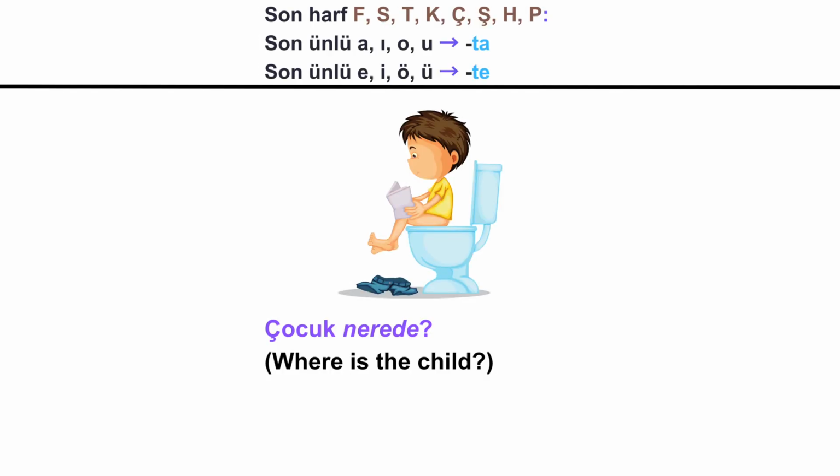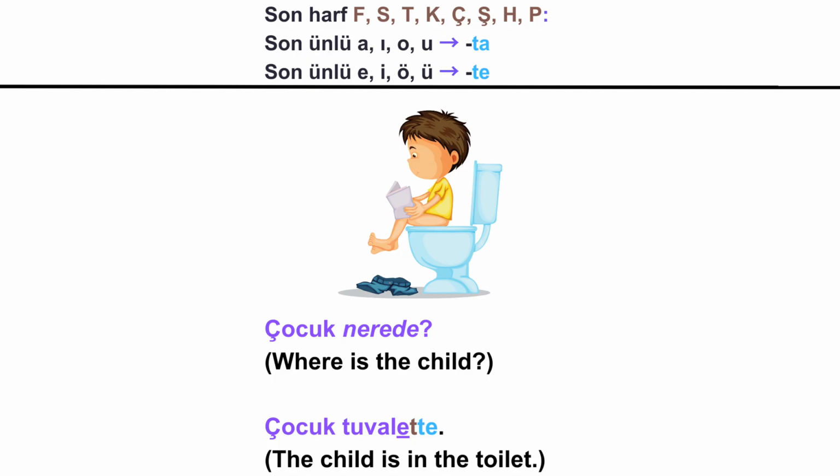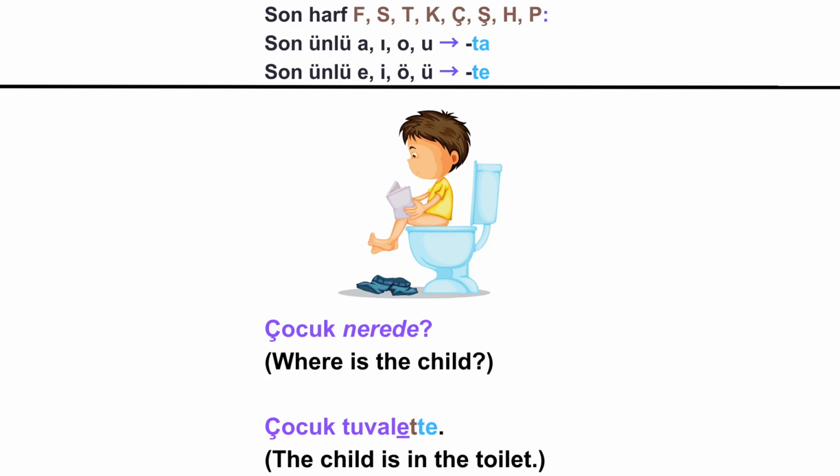Let's see examples. We see there is a child in the toilet, and the question is, where is the child, right? Çocuk nerede? The child is in the toilet. We say tuvalette. When we look at the word tuvalet, the noun ends with t. The last vowel is e. Remember the rule.